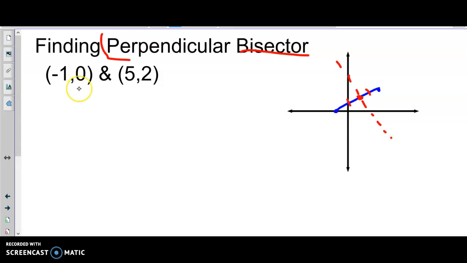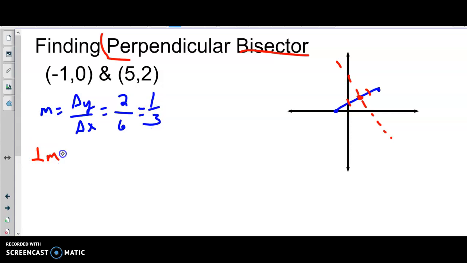To do that, I'm first going to find the slope of the blue segment. Remember, my slope is equal to the change in y over the change in x. From 0 to 2, I grow 2. And from -1 to 5, I grow 6, giving me a slope of 1/3. Because my red line needs to be perpendicular, I'm going to take the opposite reciprocal. We'll say that's going to be negative because this is a positive. And then I'm going to flip it and get 3/1, or just 3.